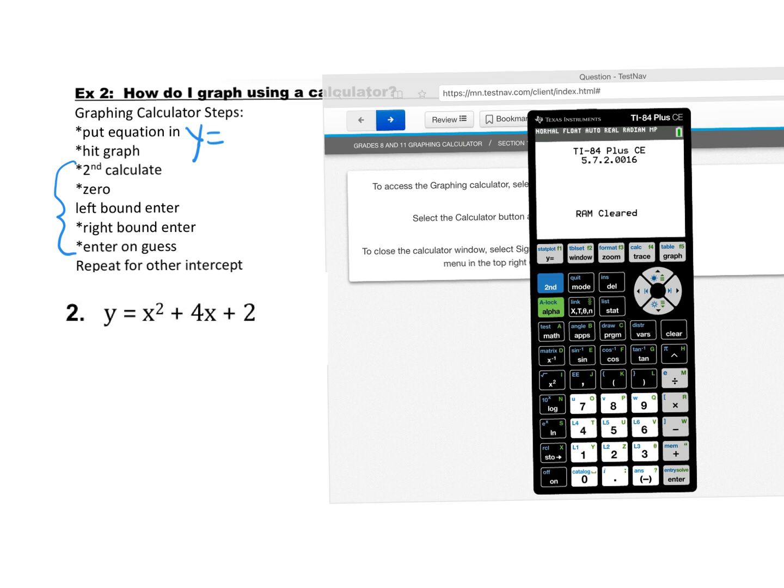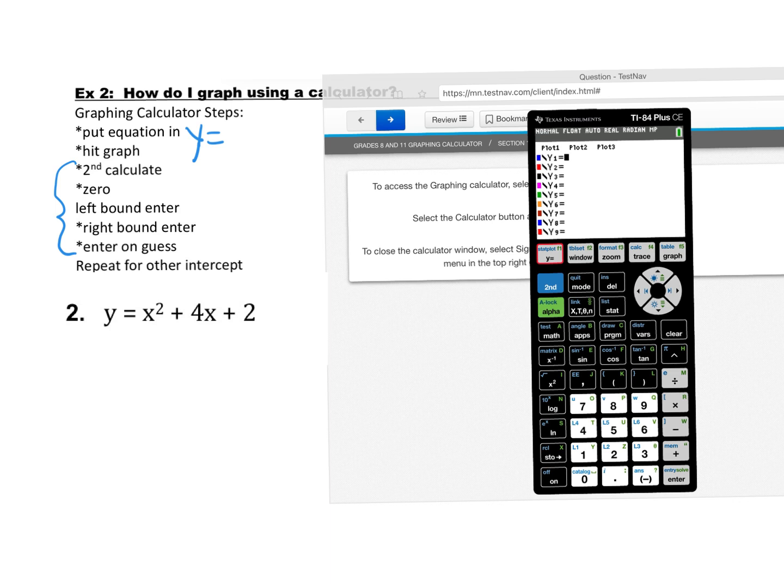All right, let's start this again. Let's try the next one. It says for number 2, y is equal to x squared plus 4x plus 2. So again, remember our first step is to put the equation into our calculator. And then we have to put in the x squared plus 4x plus 2.